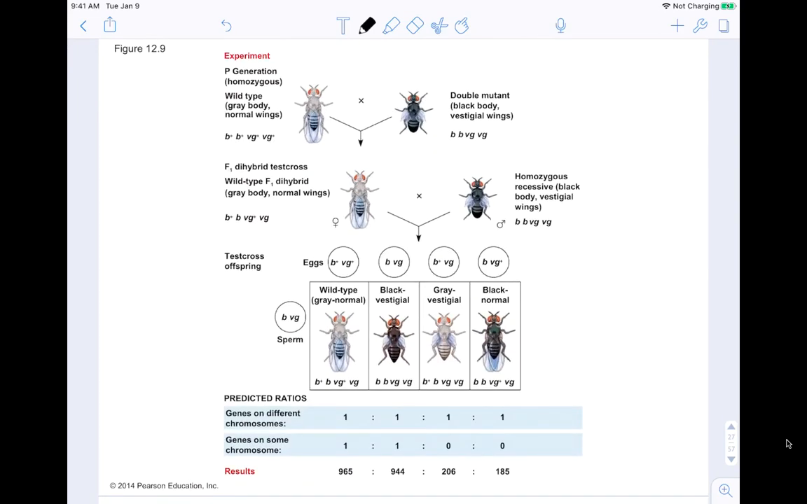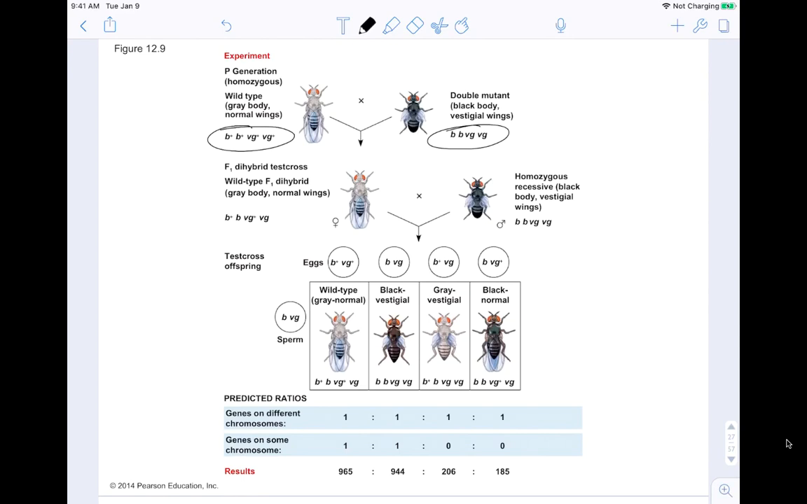So the experiment. The parental generation is homozygous. You have the wild type, which is a gray body and normal wings. And then you have the mutant type, which is a black body and vestigial wings, which means that they're little and they don't really function. So here are the characteristics that you're looking at with the wild type and the mutant.